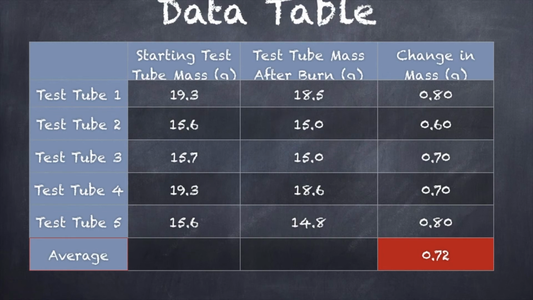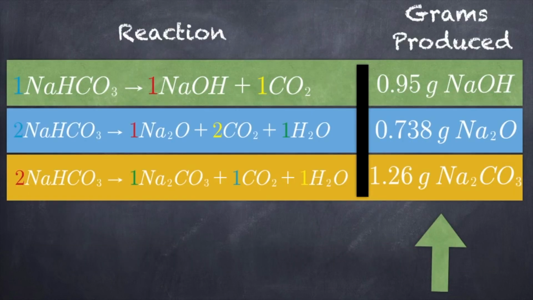As you can see from the data table, we have 5 trials. This represents several different classes, and all of these different classes got somewhere close between 0.6 and 0.8. All of this averages to 0.72, which is very close to our second equation. Now also note that our classes encountered water vapor, which is very similar to our second equation. So it would seem that our second equation seems to fit the bill for what we're dealing with.